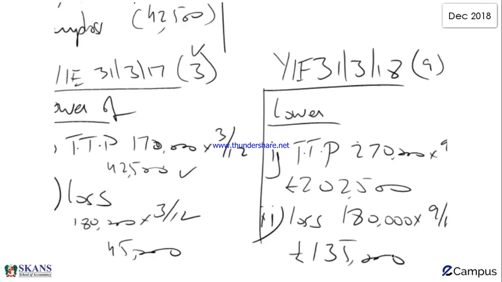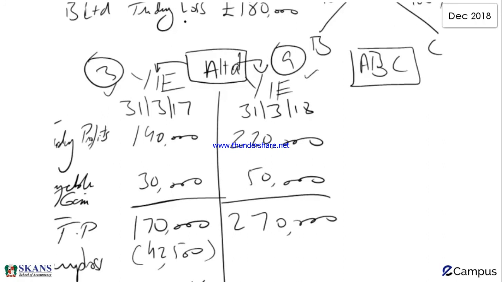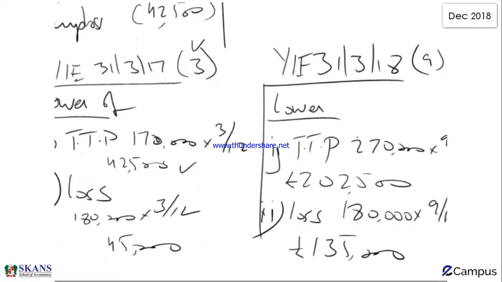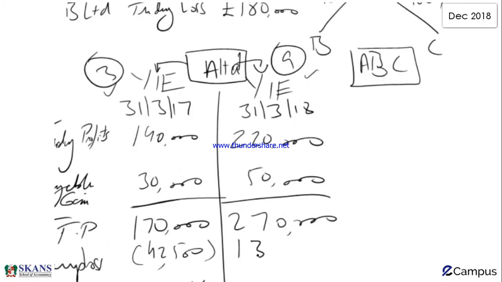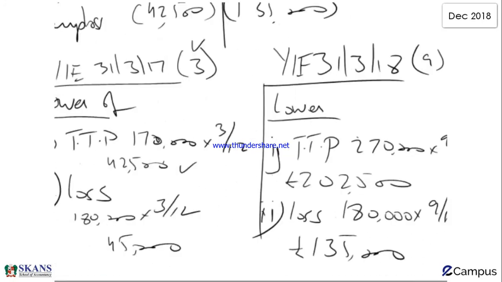Well, that will be 135,000. So the maximum loss which could be surrendered by B Limited to A Limited in respect of the year ending 31st March 18 would be 135,000. You would not be able to deduct any more loss than 135,000 in respect of the year ending 31st March 18 and 42,500 in respect of the year ending 31st March 17.